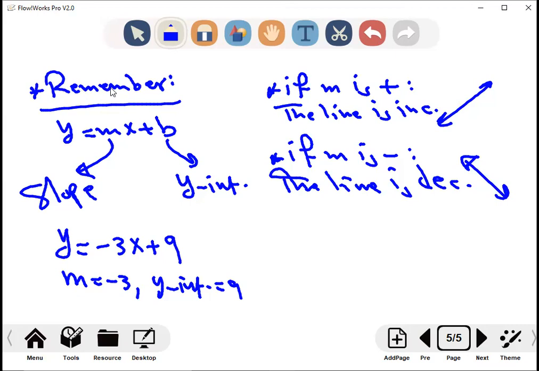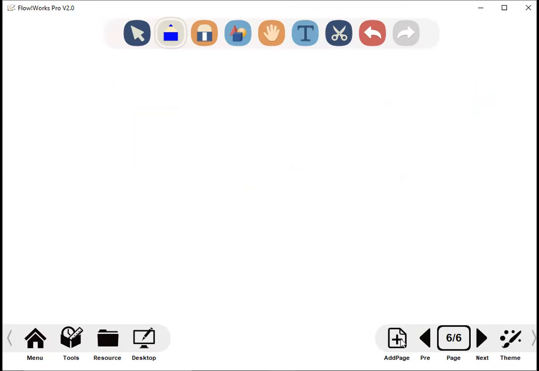Remember, this is a linear equation, right? The number which is beside x, we call it the slope. If the slope is positive, the line is increasing. If the slope is negative, the line is decreasing. It's easy information. Right. Now, let's go to example 3.